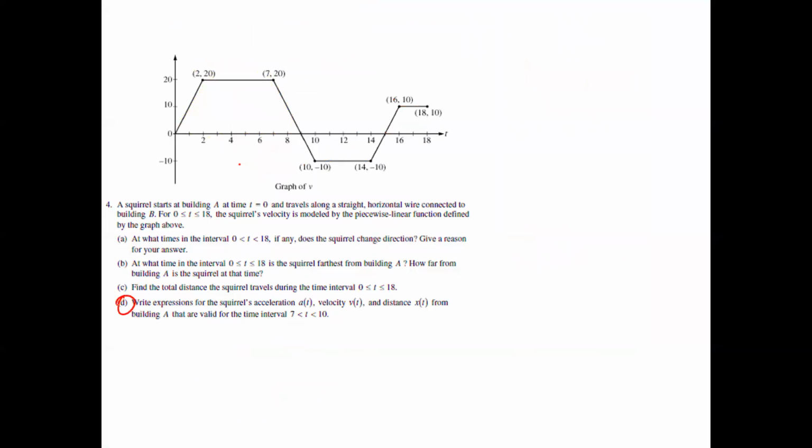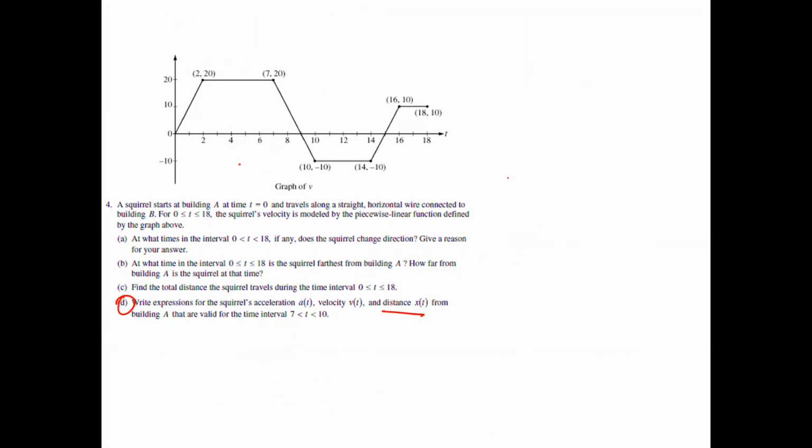Let's take a look at question D, okay? For question D, it's asking you to write the expression for the squirrel's acceleration, velocity, and distance, x of t, so this is the position function, x of t, from building A that are valid for the time between 7 and 10.